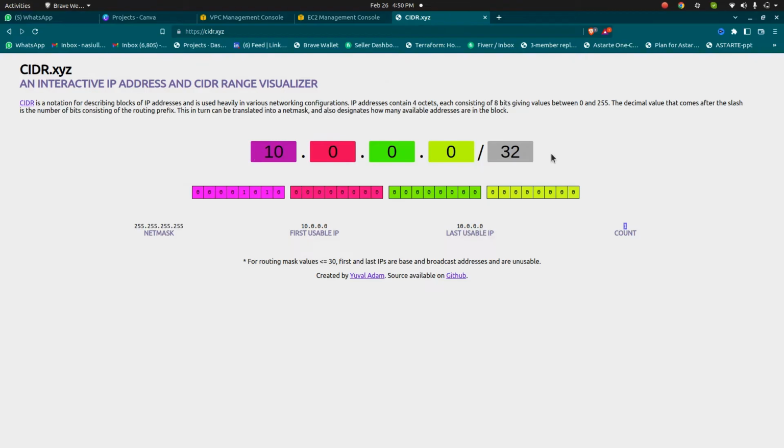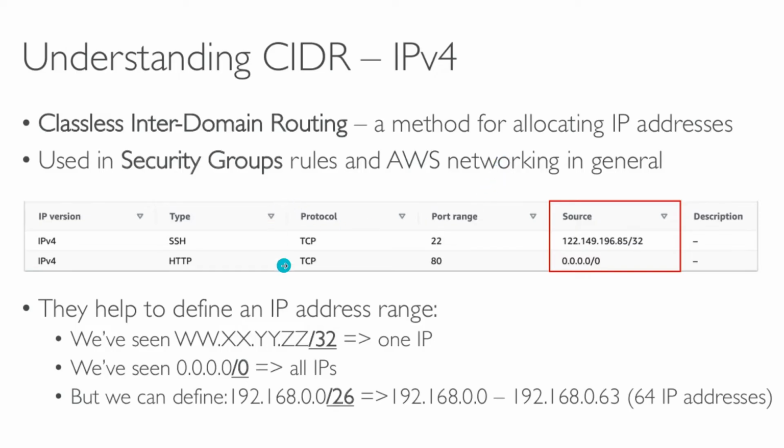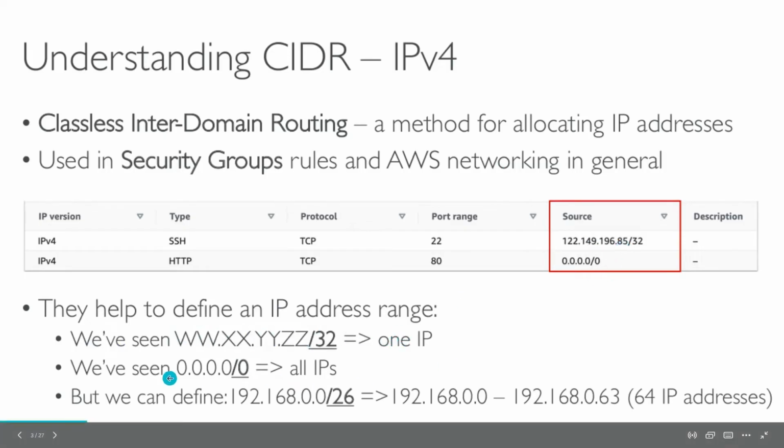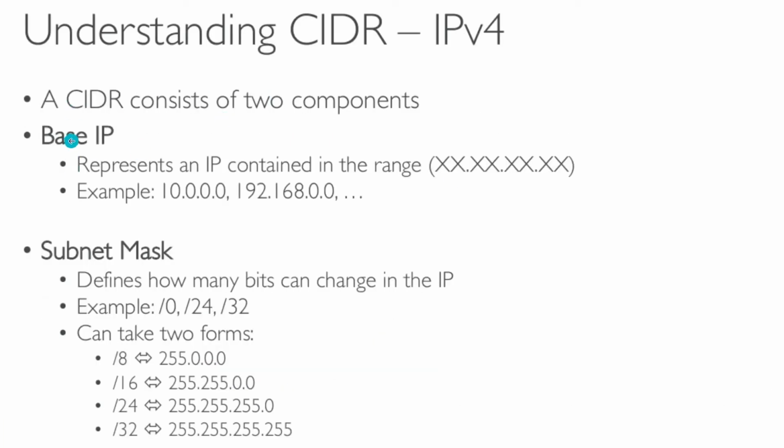What is a CIDR range? How can you allocate IP addresses? We are going to go more in depth, but I hope you got the idea. The CIDR just lets us know how many IP addresses can access. We have seen that slash 32 means just one IP, that particular IP address, and slash 0 means every IP on the internet. CIDR consists of two things. One is the base IP, and then the subnet mask. So the base IP can be anything.